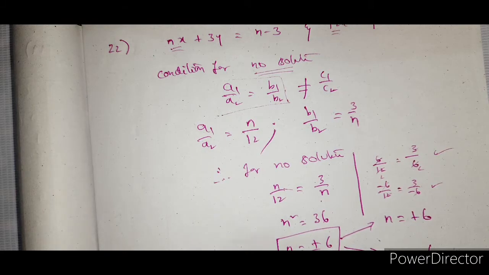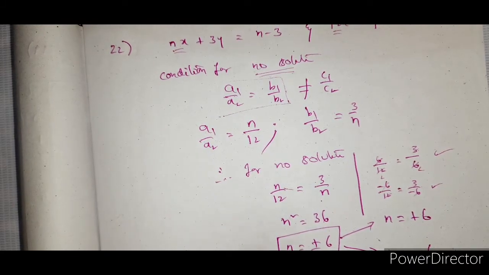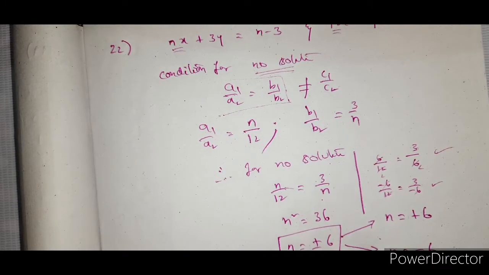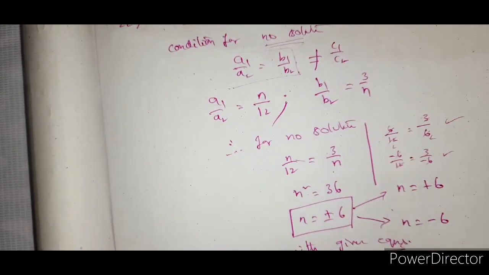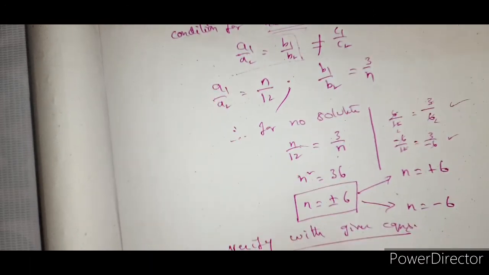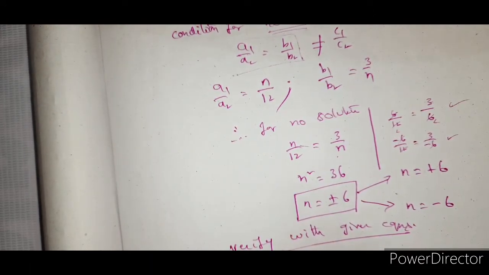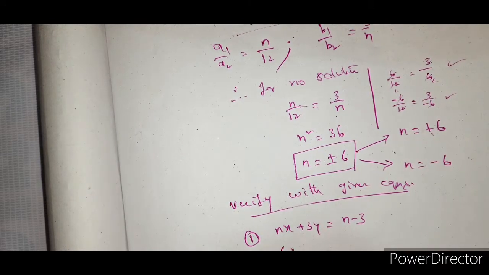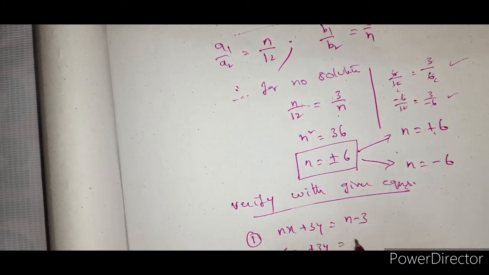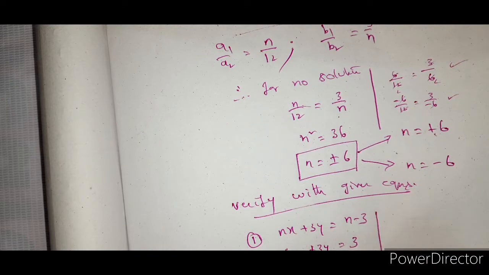Right, now let us verify it with the given equations. Let us take the first equation: nx plus 3y is equal to n minus 3. I will substitute n is equal to plus 6 here. So I get 6x plus 3y is equal to 6 minus 3, which is one equation.